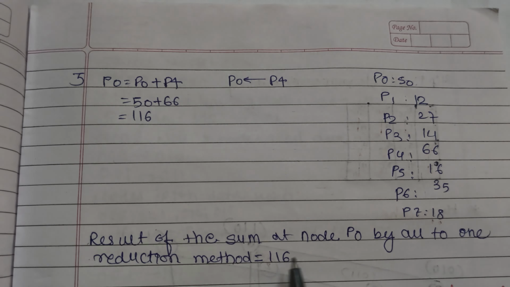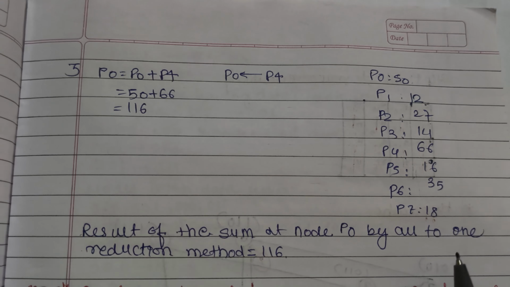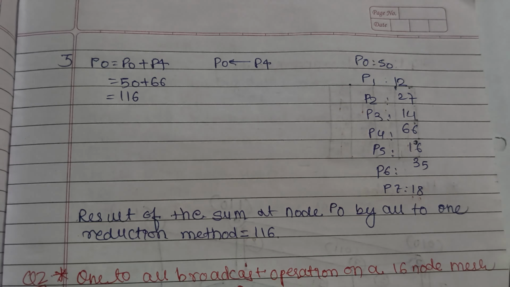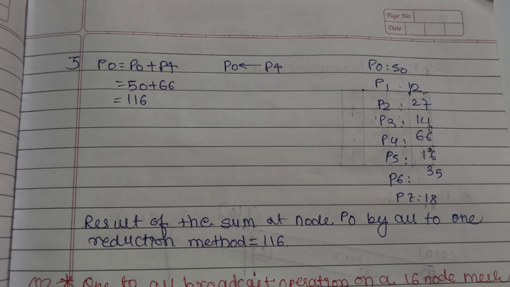So this is how all-to-one reduction is performed. It is quite the opposite of the one-to-all broadcast, where we are spreading one message to all, but here we are combining all the messages to one processor. This is how it works.